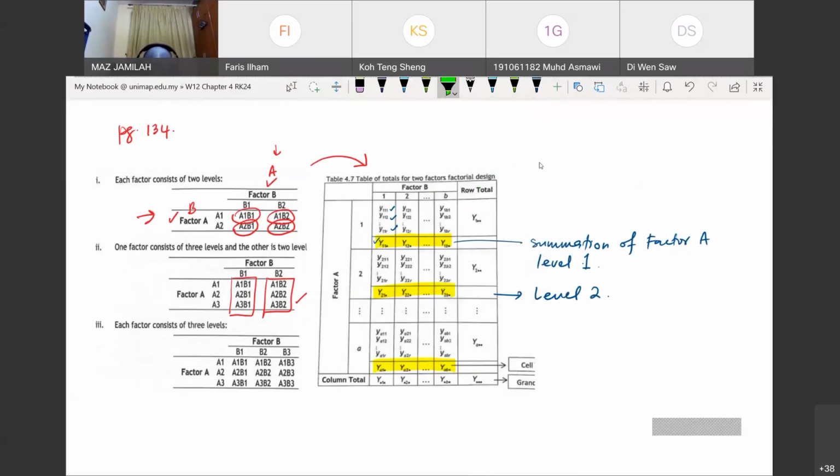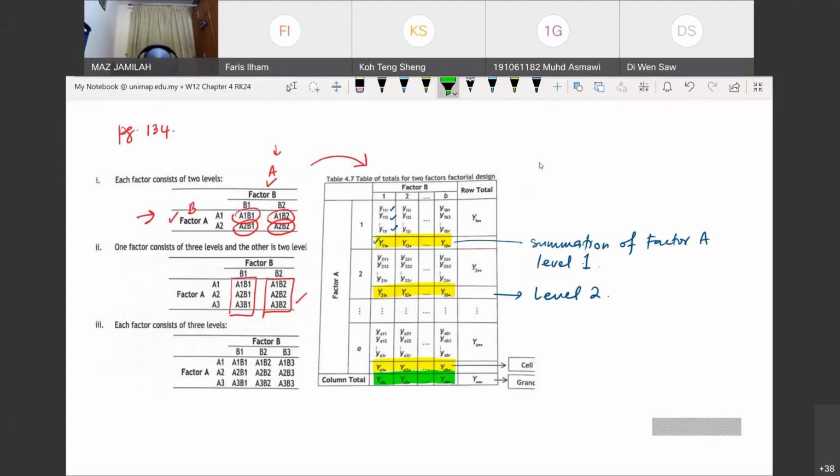And you can also have your column total. The column total will be this one. This is your row total, and this is your column total. So this is the column total, which means you add all levels of factor A: the first level, second level, up to the a-th level. So this will all be the column total. And you will also have your row total.